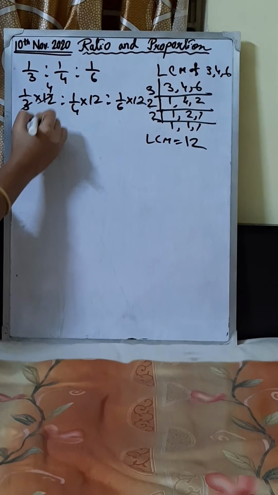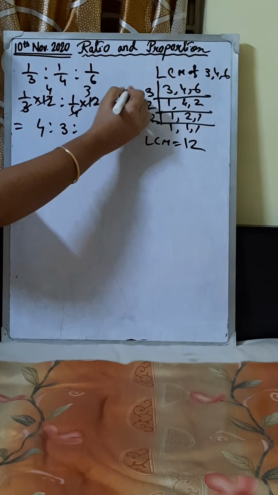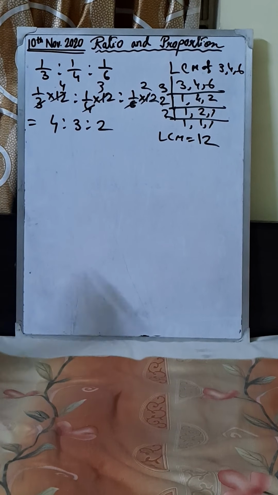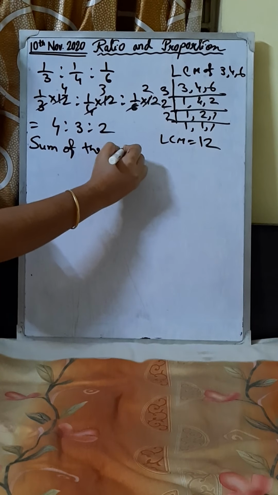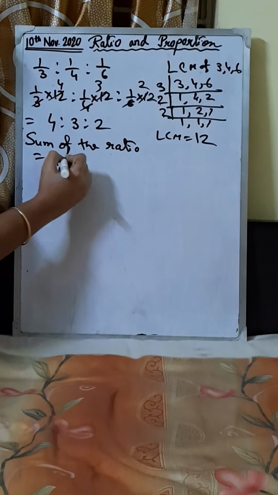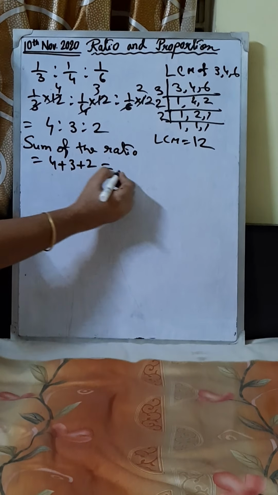Then 3 fours are 12, so 4; 4 threes are 12, so 3; 6 twos are 12, so 2. So the ratio is 4 : 3 : 2. The sum of the ratio is 4 plus 3 plus 2, that means 7, 8, 9. So 9.